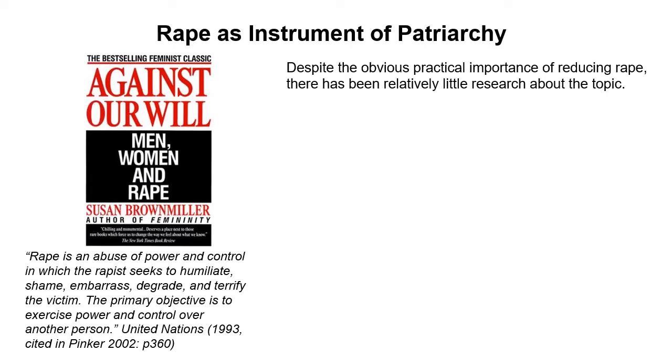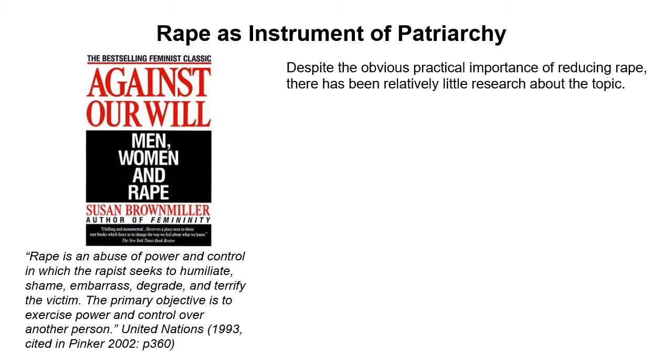Initially, with those first two, the power, anger, dominance, control, all of this came from a person called Susan Brownmiller. Susan Brownmiller published a book in the 70s that basically said that rape is an abuse of power and control in which rapists seek to humiliate, embarrass, shame, degrade, and terrify the victim. The primary objective is to exercise power and control over another person.